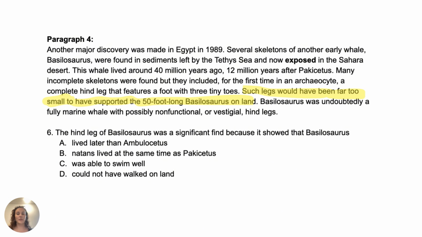Here it is. Such legs would have been far too small to have supported the 50-foot-long Basilosaurus on land. So, what's our prediction? It showed us that Basilosaurus could not have walked on land. Now, you use the process of elimination. Do you think it's A, B, C, or D? It is D. If you guess D, you are correct.